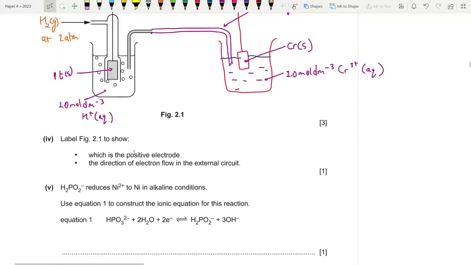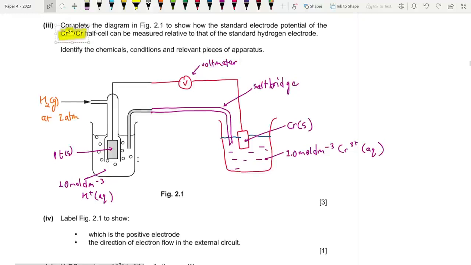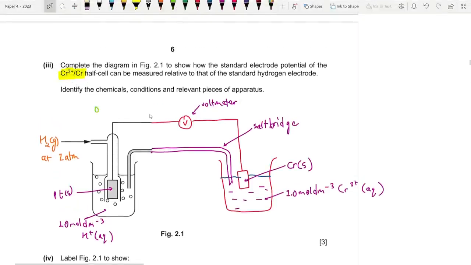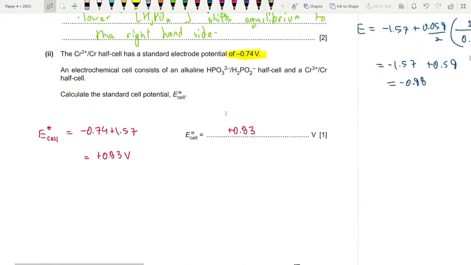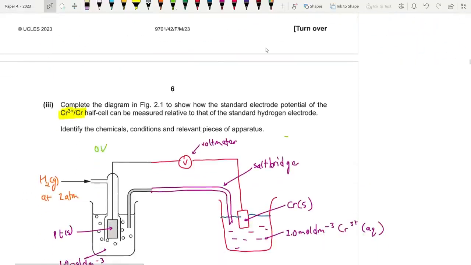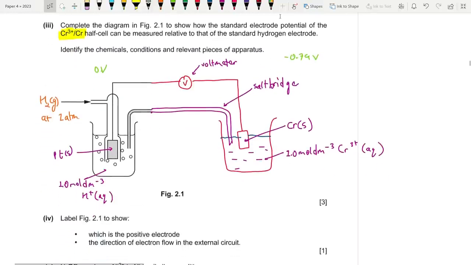Label 2.1 to show which is the positive electrode and the direction of electron flow in the external circuit. Fine. So guys, we have to identify the cathode first. This has an electrode potential of 0 volts, and the one on the right has an electrode potential of minus 0.74. So which one is more positive? Clearly the hydrogen electrode. So hydrogen, or H plus, will get reduced while chromium will get oxidized. H plus will get reduced since it has a more positive reduction potential. So since it is more positive, this is the cathode and this is the anode.